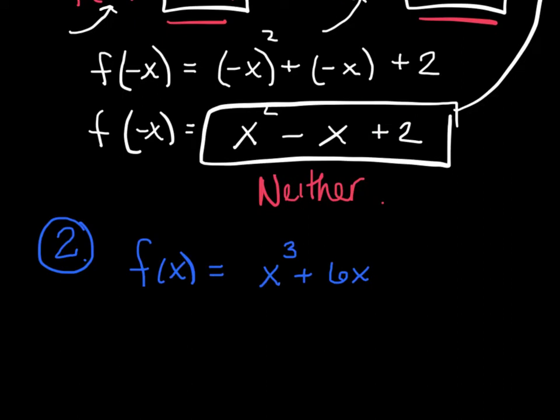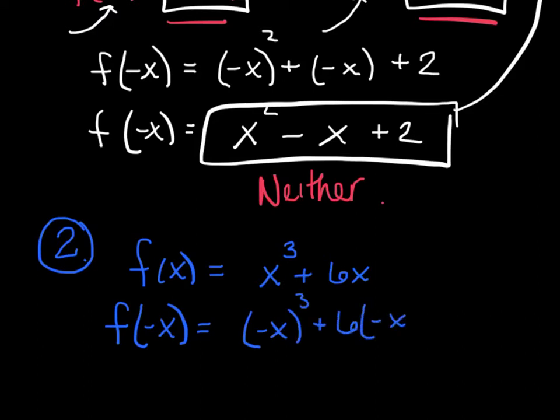All right, example 2. f of x equals x cubed plus 6x. We're going to test for symmetry. So it doesn't matter if I'm testing for even and odd, you're plugging in negative x and determining what you get. So again, based off what you get determines whether you're even or odd.